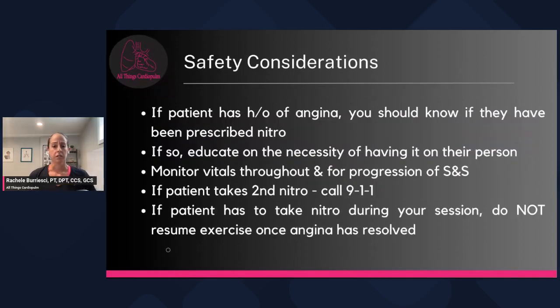Okay, some additional safety considerations. Like I mentioned before, if your patient has a history of angina, it is your job to ask, do you have nitro prescribed? If they do, you should be educating them to have it on their person, especially if they don't currently have it on their person. Monitor vitals throughout in case there's progression of symptoms. If that patient takes the second nitro, you're calling 911.